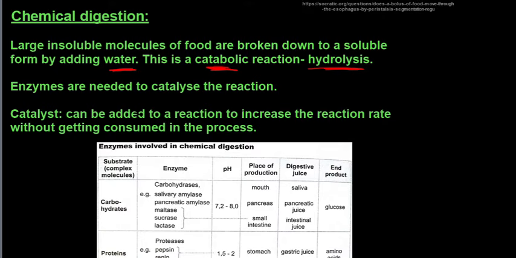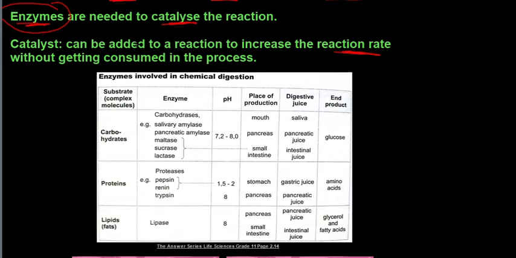For this reaction to happen, we need enzymes to catalyze the reaction. What is a catalyst? A catalyst can be added to a reaction to increase the reaction rate without getting consumed in the process. So these enzymes just kickstart the whole process, but they are not used up. They don't form part of it.